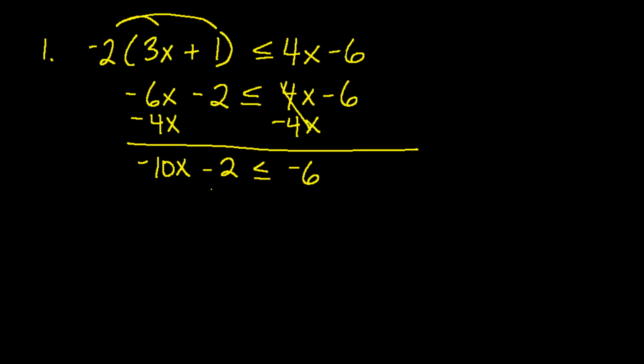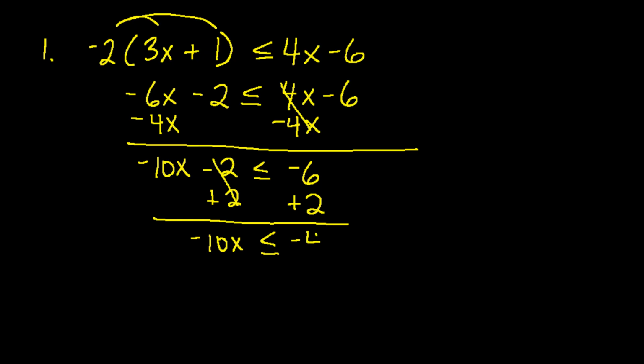Next, I will move the numbers without x's to the right side by adding their opposite. So adding 2 to both sides, we get -10x is less than or equal to -4. At this point, we just need to divide both sides by the number attached to x.